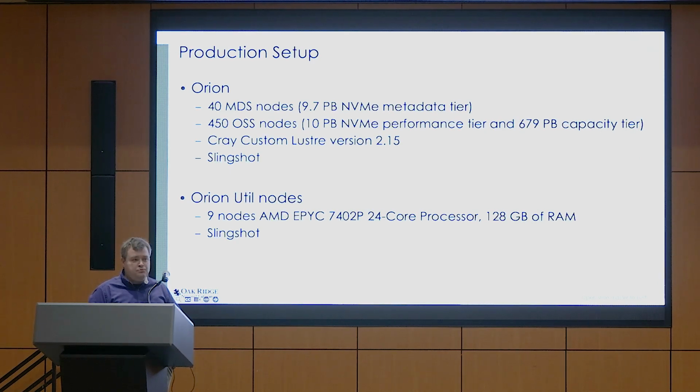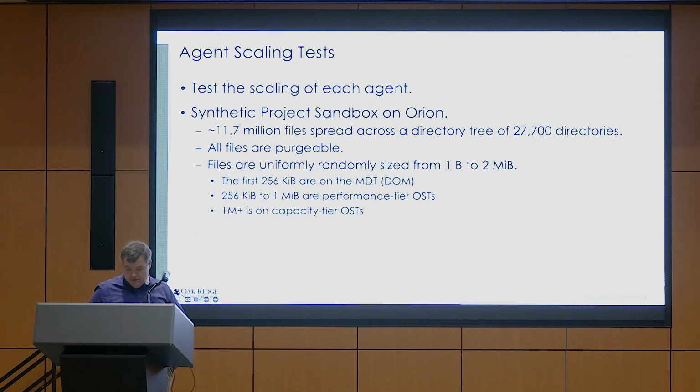And then for us, we are doing our tests on a set of 9 Orion util nodes that use 24-core AMD processors with 128 gigabytes of RAM and connected to the rest of Orion via Slingshot. So we started out wanting to do some basic agent scaling tests to figure out the appropriate tunings and knobs to get the best results for Orion.